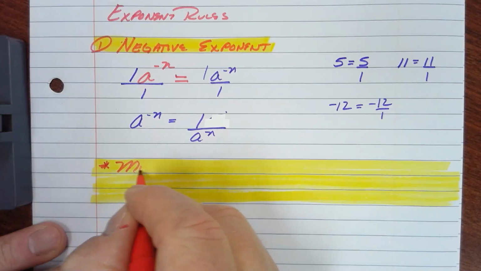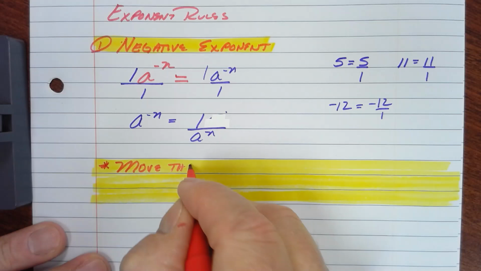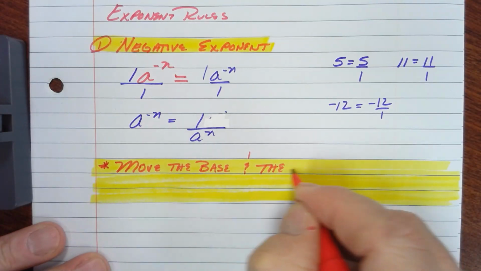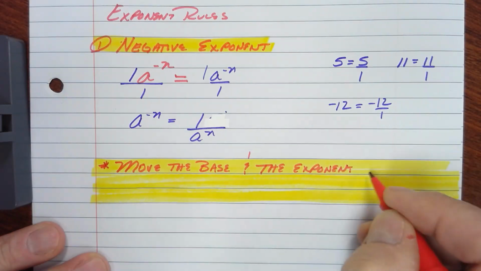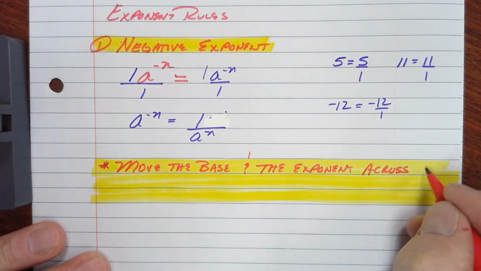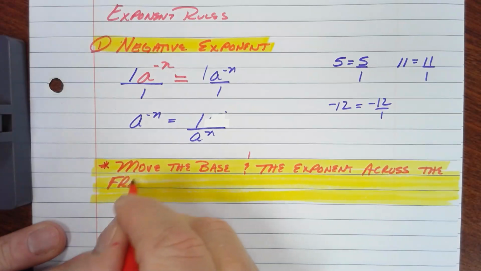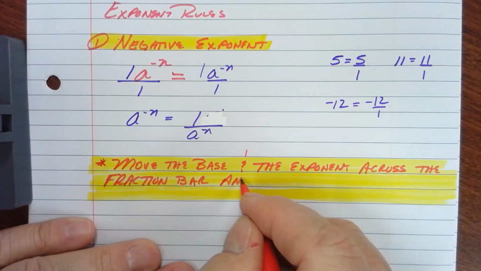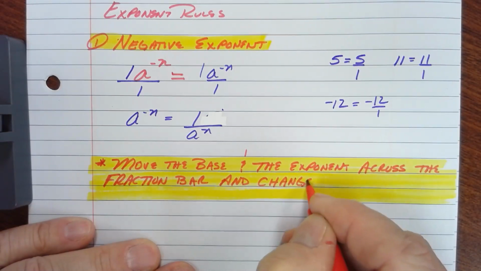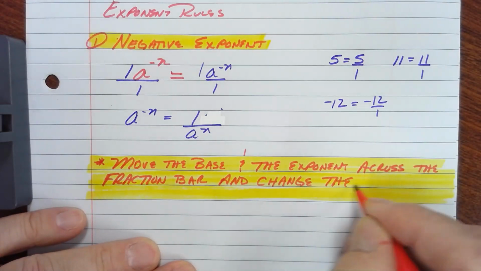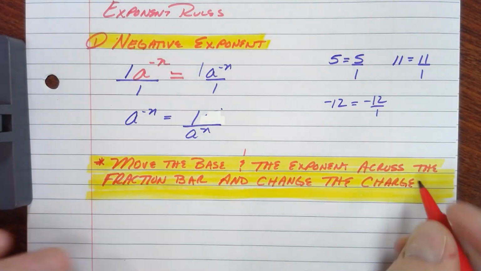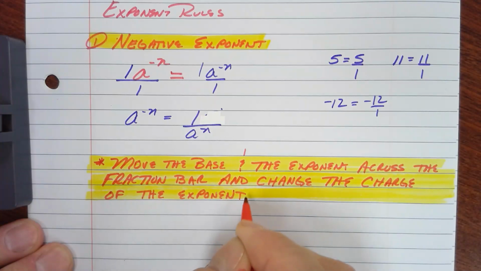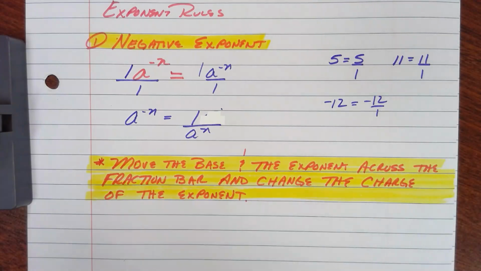You are going to move the base and the exponent across the fraction bar, and change the charge of the exponent. You're going to change the charge of the exponent.